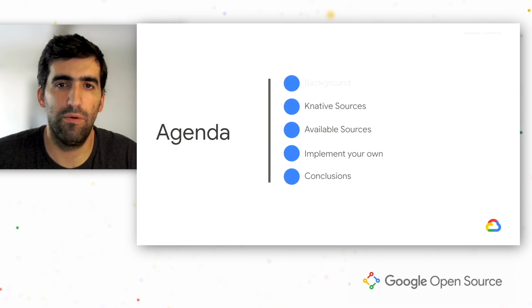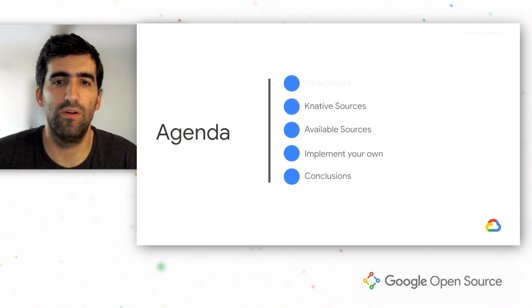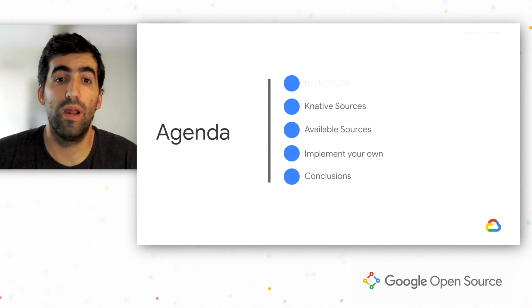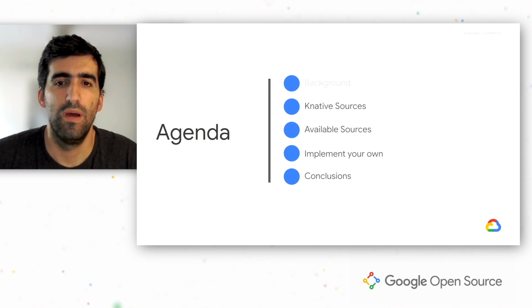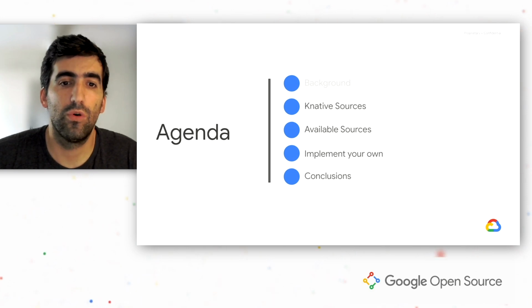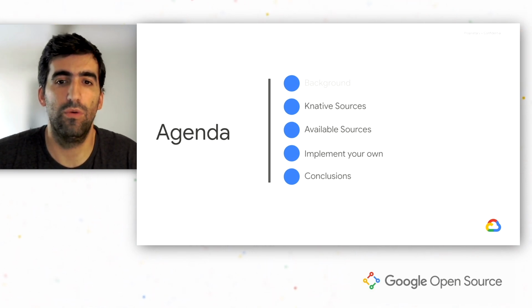Given that general background, we can now focus on the main topic of this session, which is Knative Sources. Here's the proposed agenda for the talk. We will start with what are Knative Sources and why we need them, as well as some of the design choices we made along the way. We will also go over some of the sources that are available out there for you to use. And we'll also go over more details on how you can implement your own source if none of the available ones fits your purpose. And we'll finally conclude. So let's get started with Knative Sources.